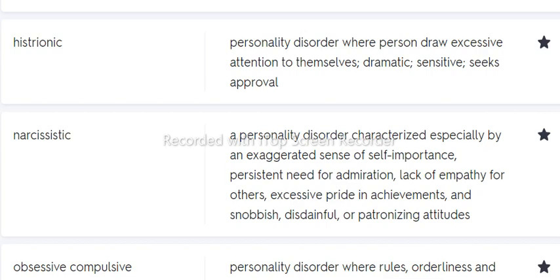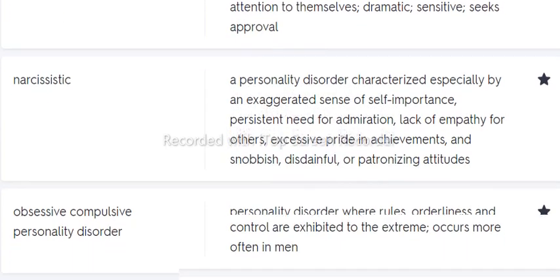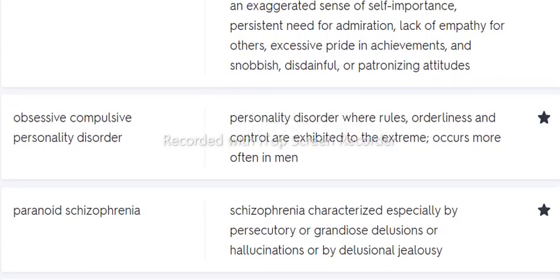Narcissistic. A personality disorder characterized especially by an exaggerated sense of self-importance, persistent need for admiration, lack of empathy for others, excessive pride in achievements, and snobbish, disdainful, or patronizing attitudes. Obsessive-compulsive personality disorder. Personality disorder where rules, orderliness, and control are exhibited to the extreme, occurs more often in men.